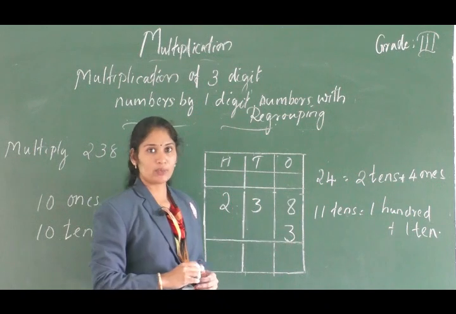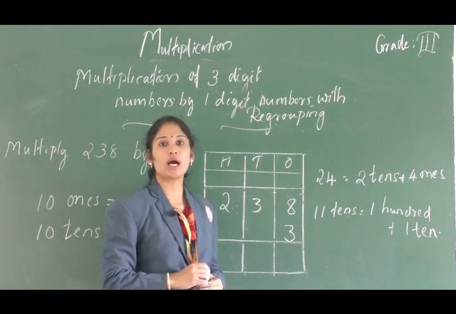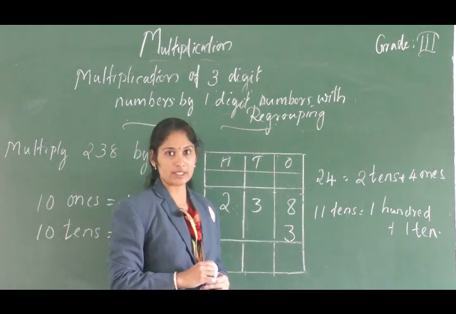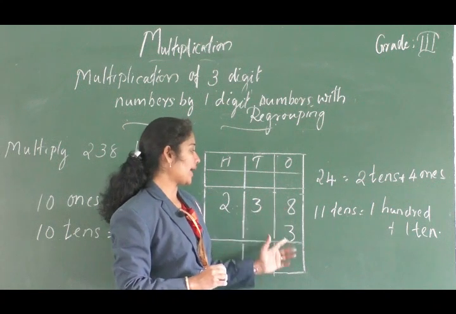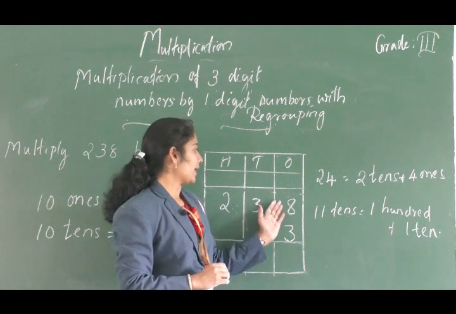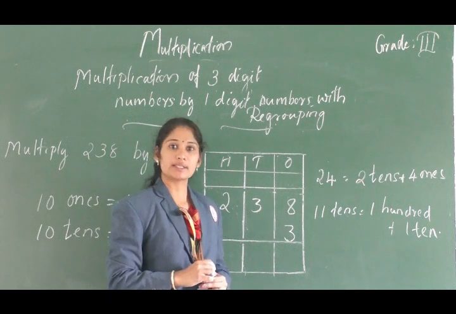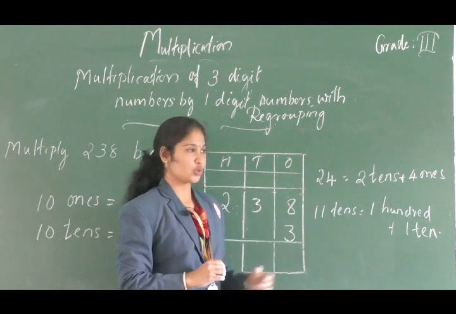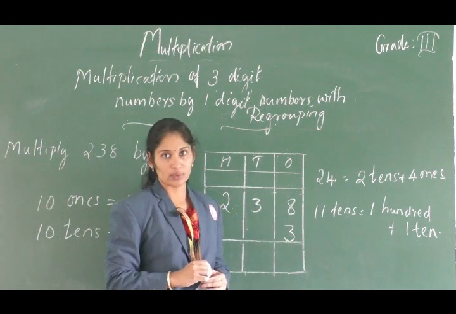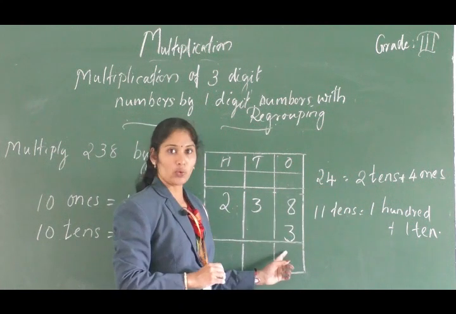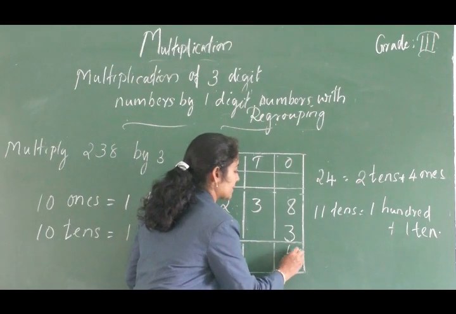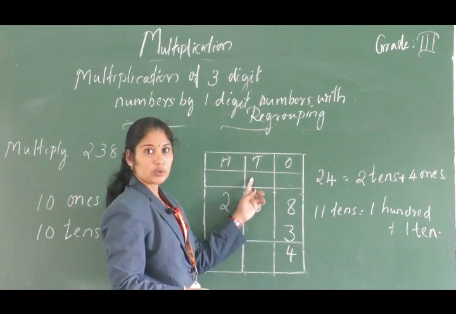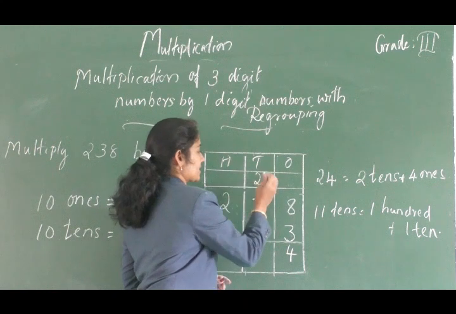I'll write in the place value chart. First, which place do we have to multiply? Yes, ones place. Here we have 8 and 3. 8 into 3 is equal to 24. 24 we can regroup into 2 tens and 4 ones. So we can write 4 under the ones place and 2 will carry over to the tens place.